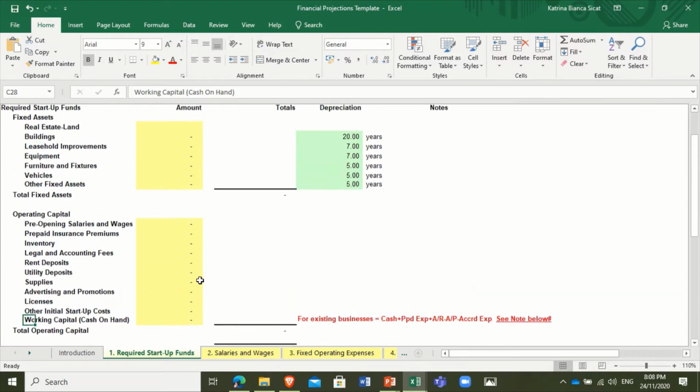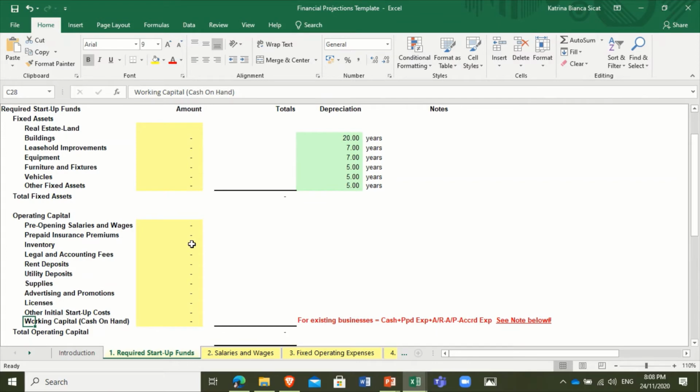Okay? Please be mindful, dito kasi you have to decide whether you're going to purchase a land or you're just going to simply rent. Okay? So kung wala kayong lupa at hindi rin naman kayo magpapatayo ng building, you're just simply going to rent. So mawawala ito.